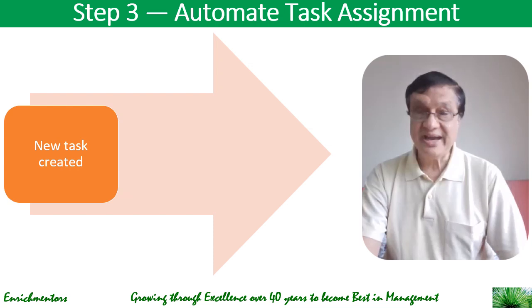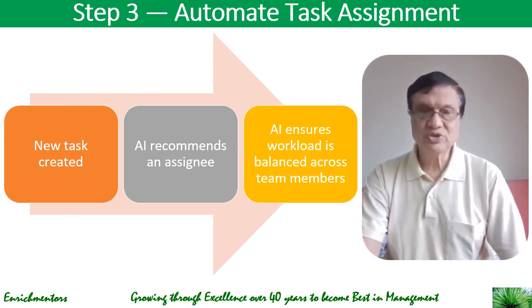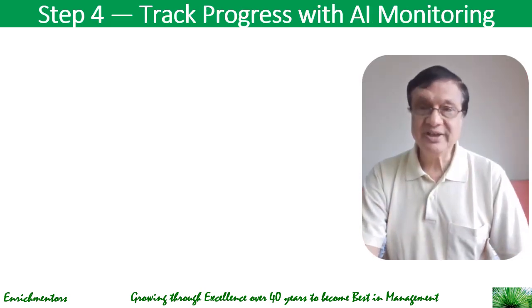assigned to Priya. She has the bandwidth and similar past experience. And AI then ensures that the workload is balanced across team members. So automated task assignment happens like that when a new task is created. Then you track progress with AI monitoring.